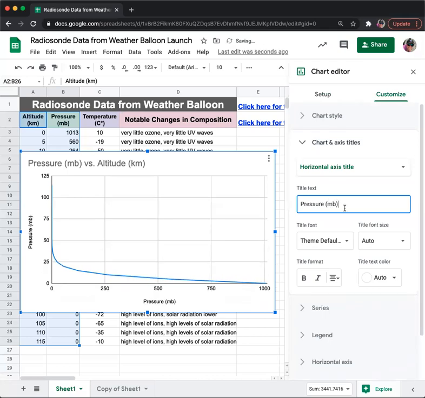Whenever you're making your titles, don't forget to use your units. I know we haven't talked about millibars yet in class. We're actually going to do that this week, but millibars is the unit we use to measure pressure in our atmosphere. Now you can see my title down here for my x-axis has changed.